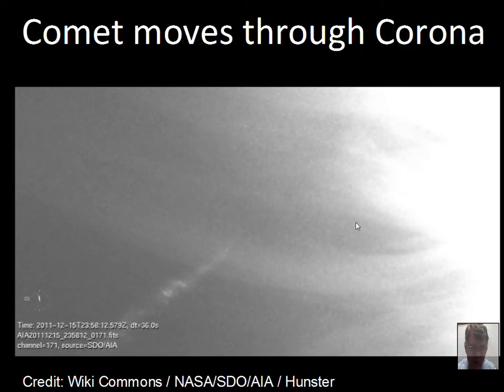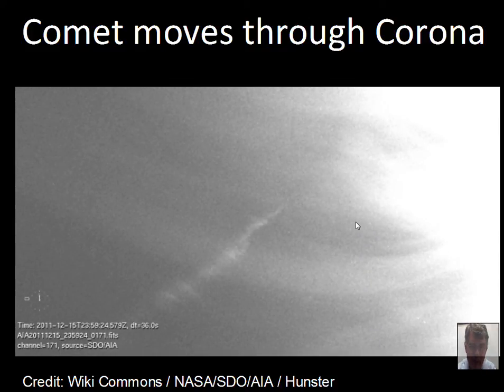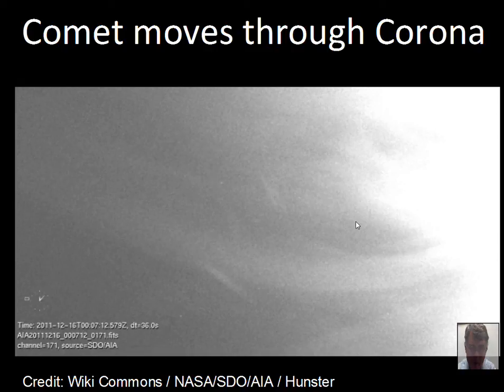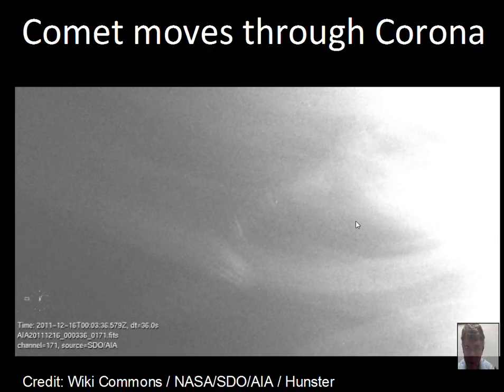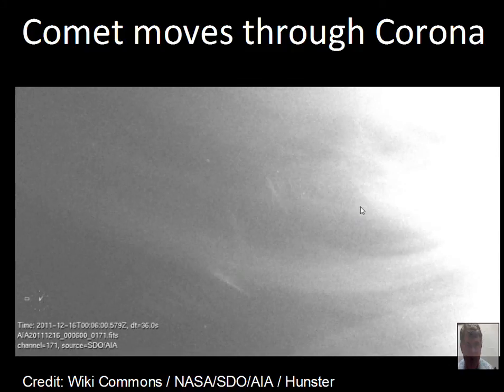And then we have the case of a comet in 2011 that passed through the corona. And you can see the tail it's leaving behind there, and more ice dissipating. And this comet made it around to the other side of the sun.